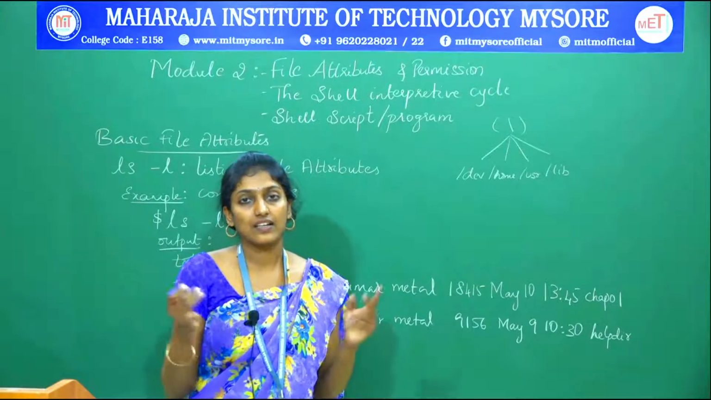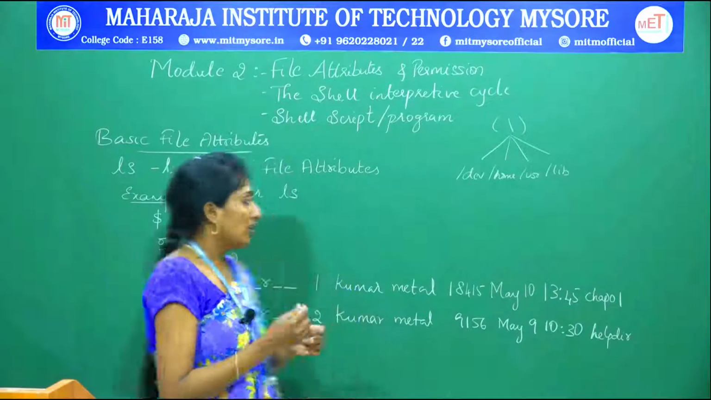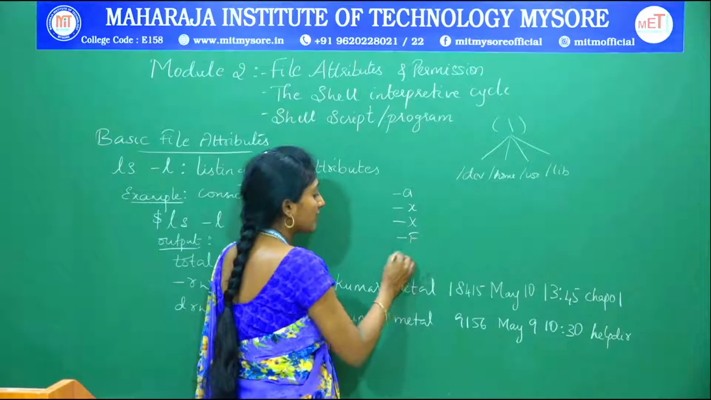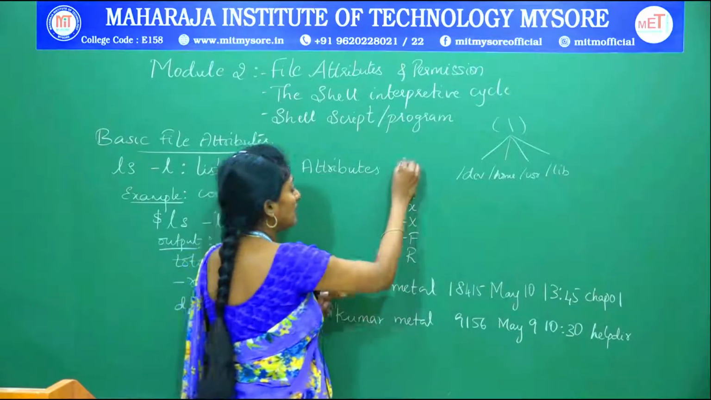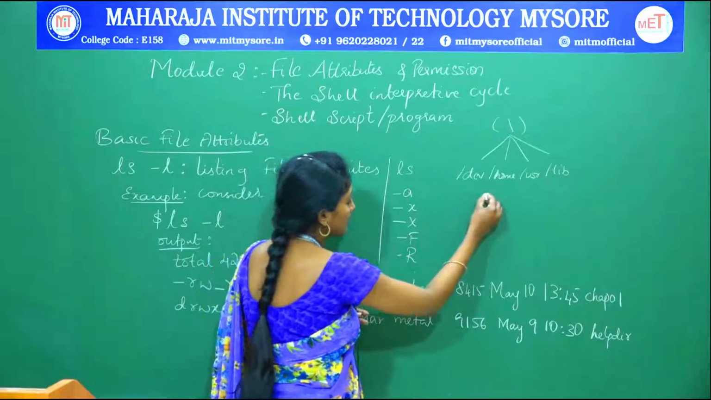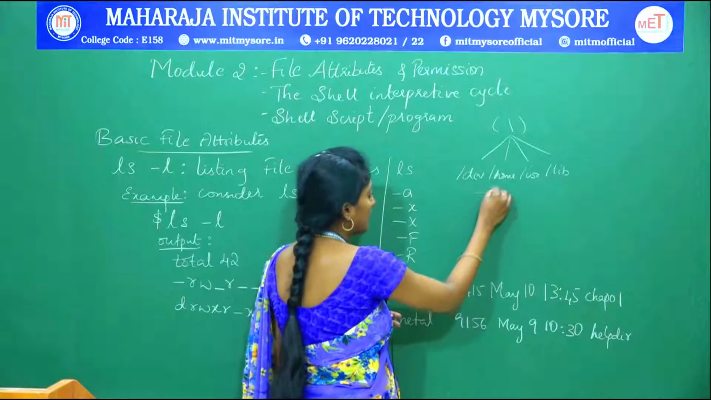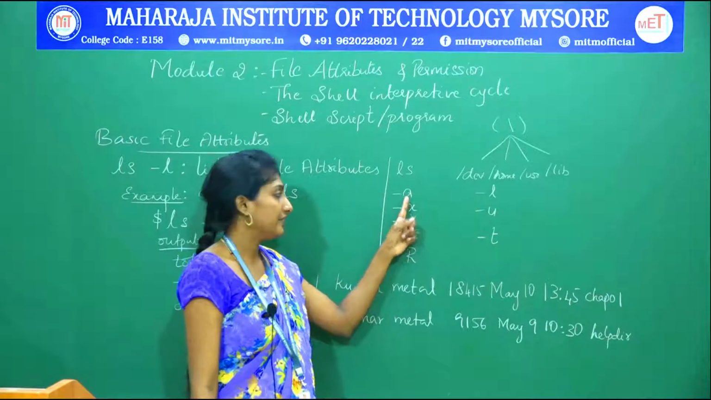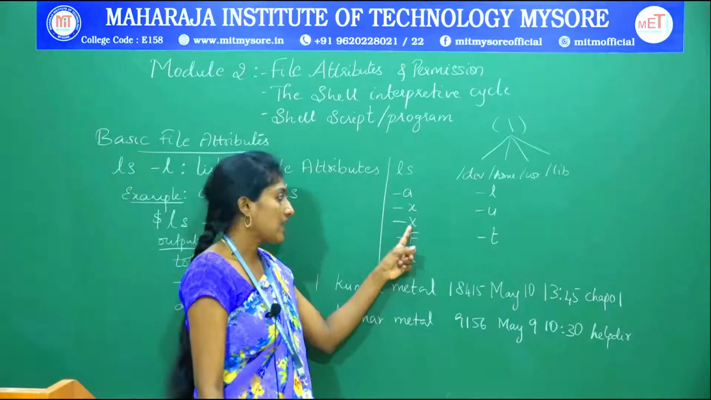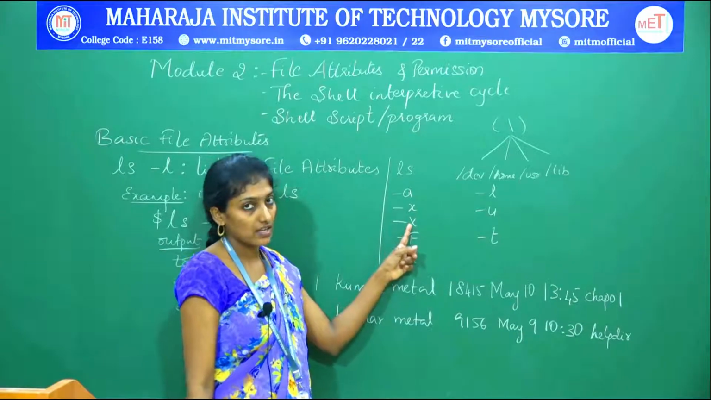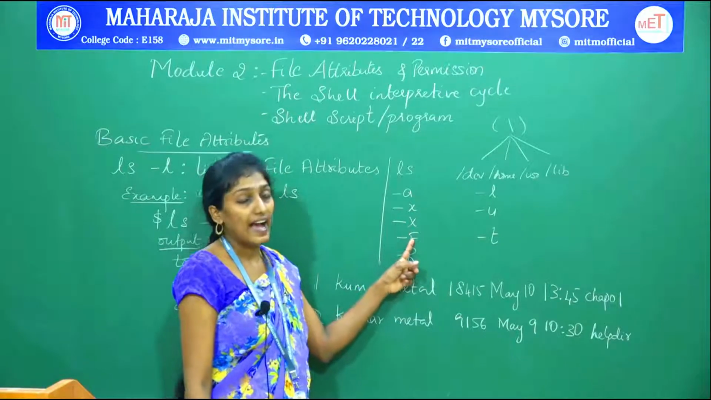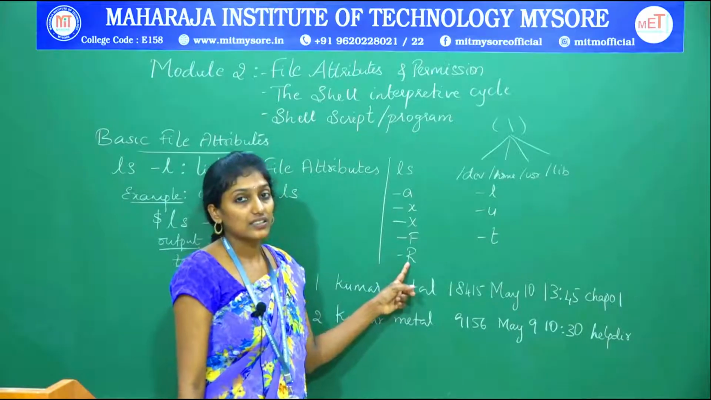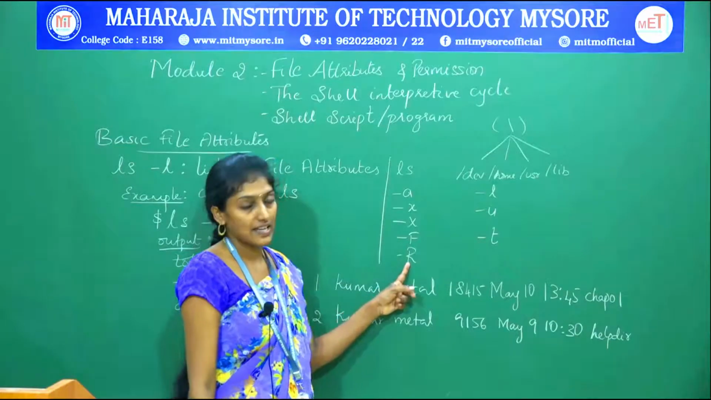-l represents a long listing of files in an ASCII collating sequence. So -a displays hidden files, -x lists the directory files, capital X gives multi-columnar output, -f lists all your directory files, and -r lists recursively all the files, along with the directory files and ordinary files.